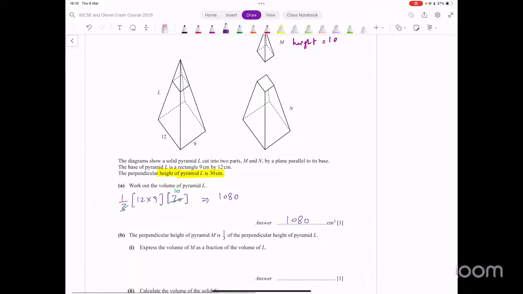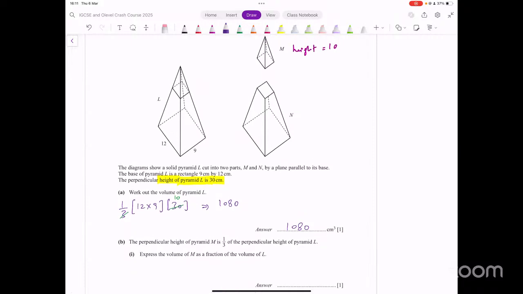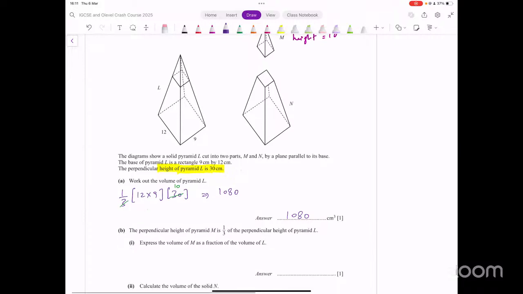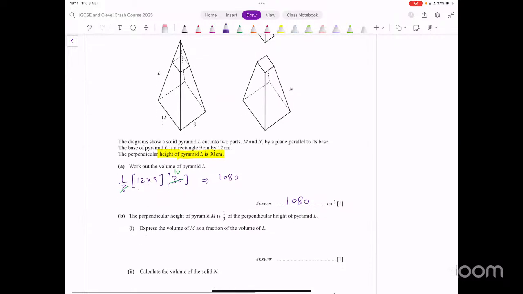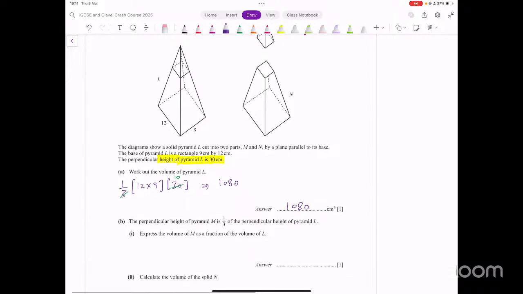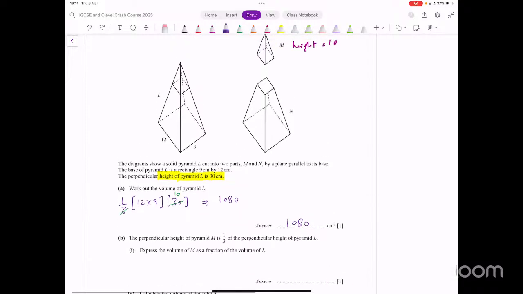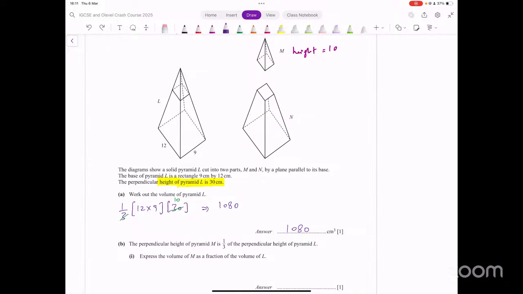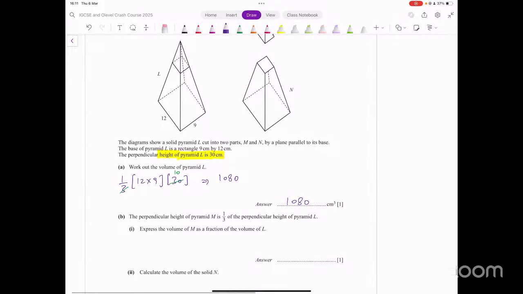Express the volume of M as a fraction of the volume of L. Okay, how can we do that? These are similar figures, right? We can just use the ratio. We don't have to do the whole calculation. It's just a 1-mark question. Yes, one idea could be to try and find the volume of this smaller pyramid, but that will be quite long. You'll have to find the area of the base, first of all, for which you need these lengths, and that will take quite long.